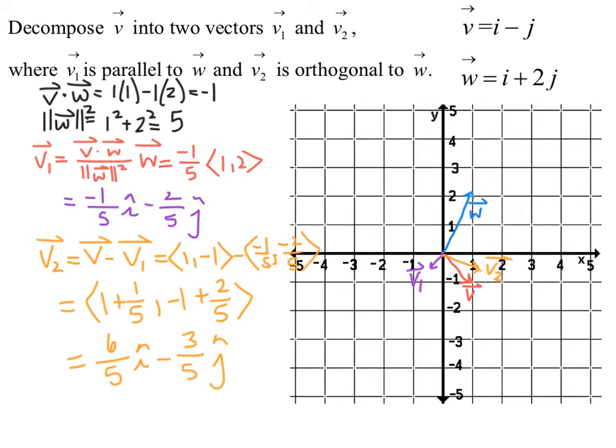So you end up with 1, -1 minus -1/5, -2/5. So v sub 2 is 6/5 i hat minus 3/5 j hat. So when you graph that, you're going to the right 6/5 and down 3/5. So you end up with this yellow vector here. So what we did is we split vector v into two different vectors. One that's in the same line as vector w, v sub 1, and one that is actually perpendicular to vector w, which is v sub 2.